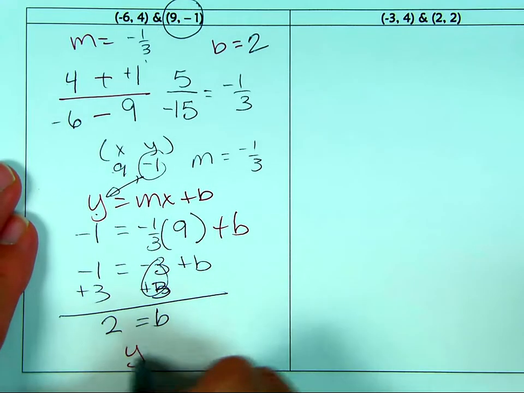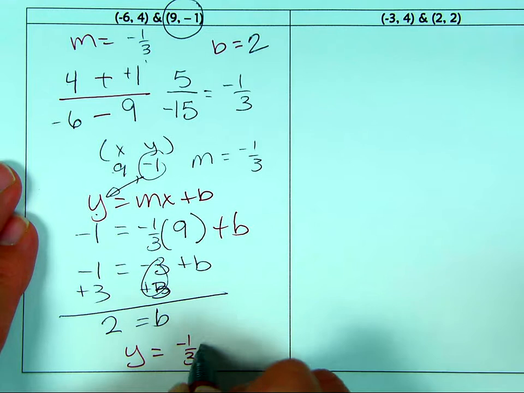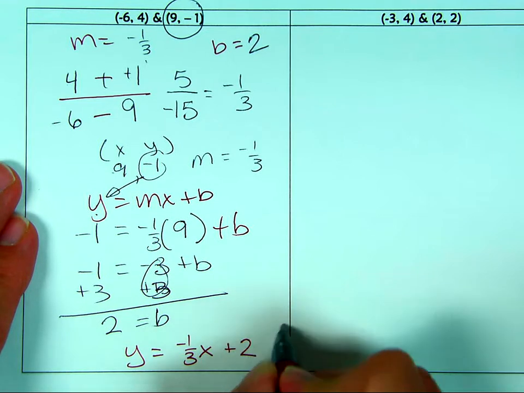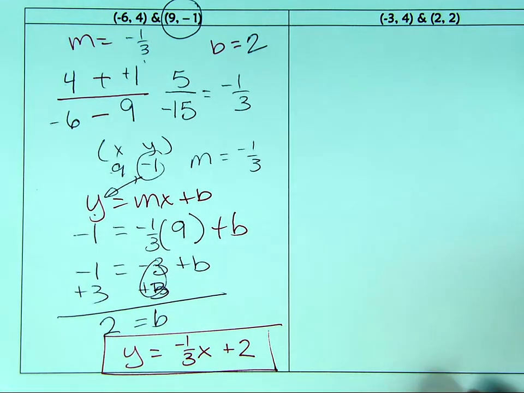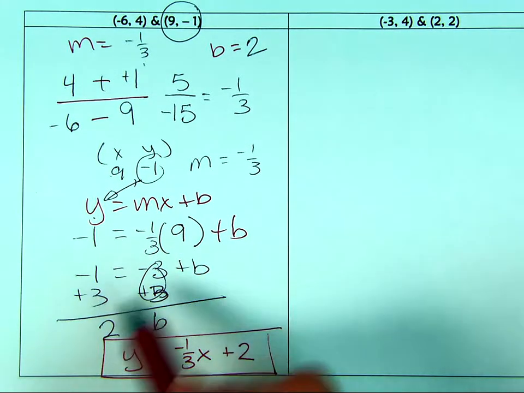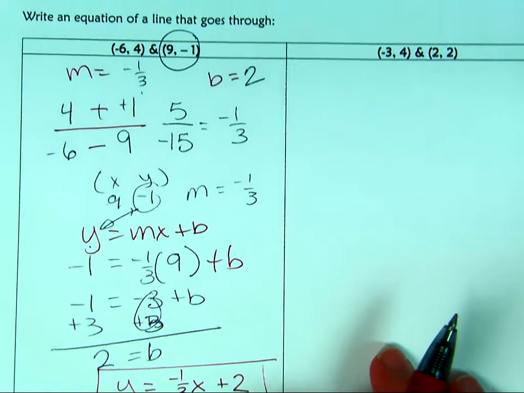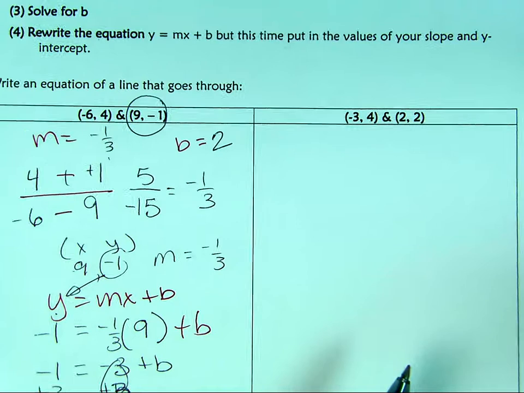So my equation is y equals mx plus b. And that is how you find b. It's a little bit of substitution, a little bit of order of operations you have to remember, but that's how you do it. Let's try another one.